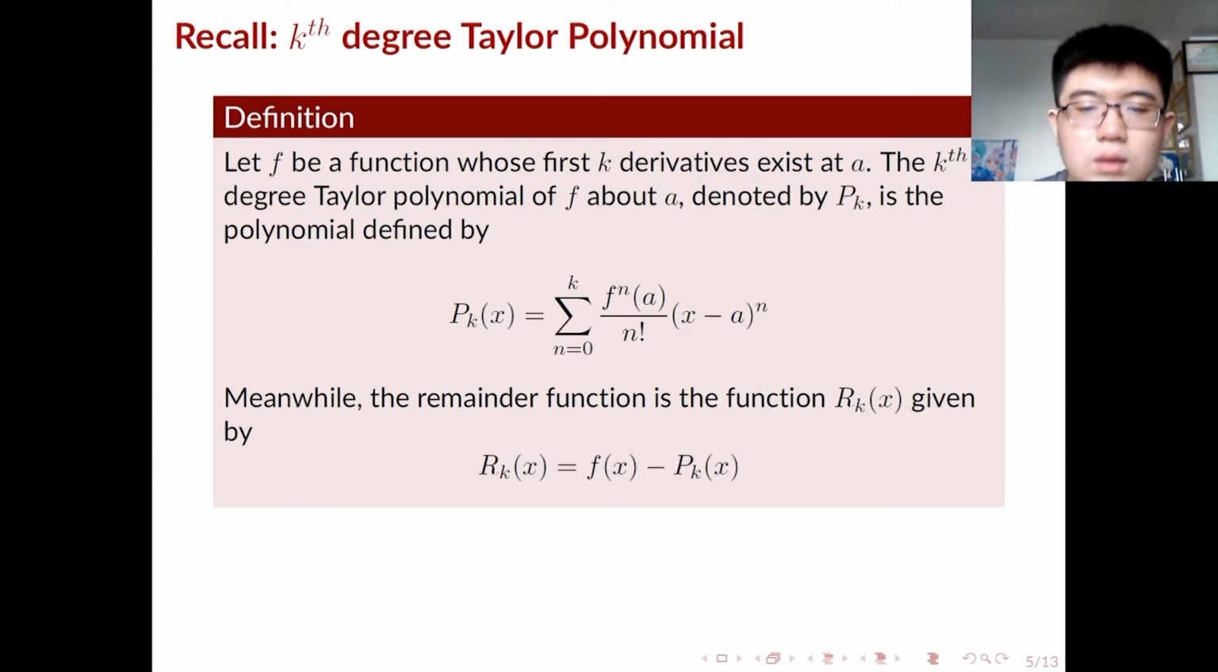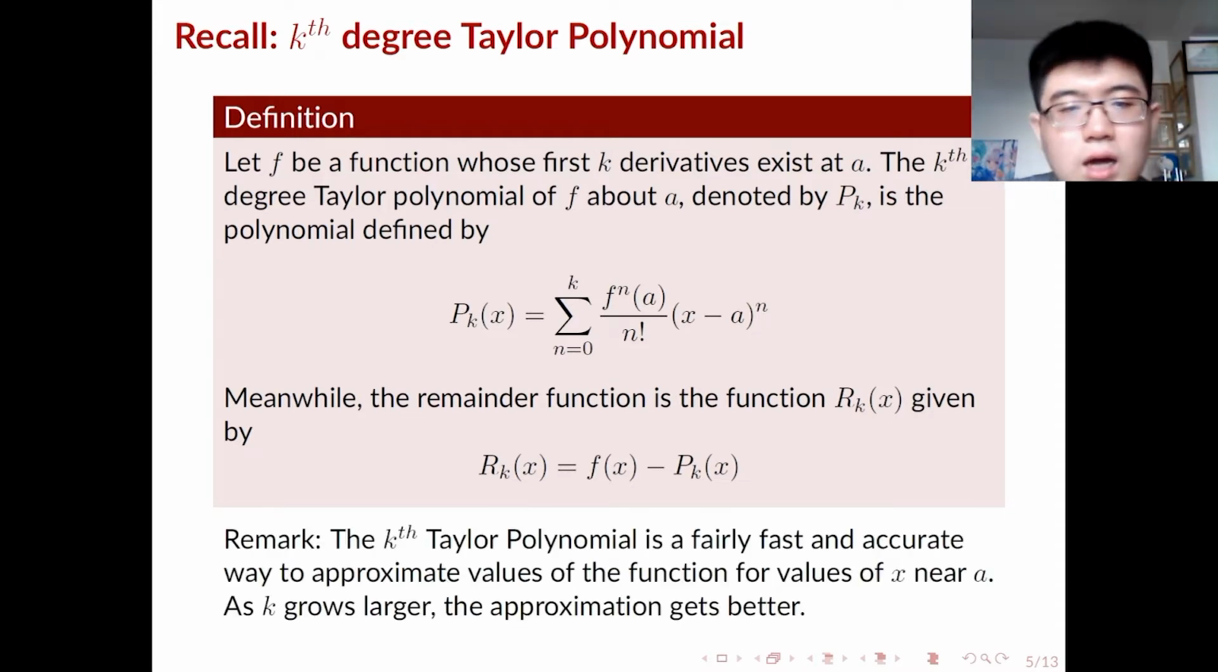Well, meanwhile, since we know that this function is not our actual function, we can further define the remainder function as the difference of our original function f and our kth degree Taylor polynomial. And we usually denote the remainder function as r sub k of x. Alright?